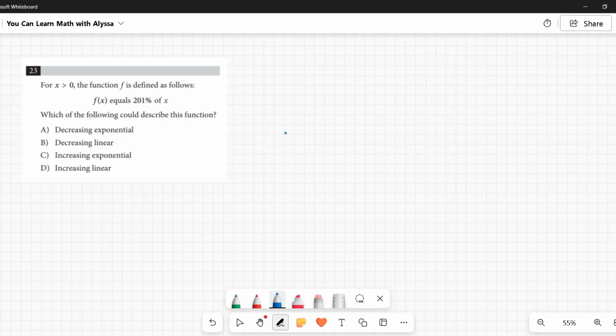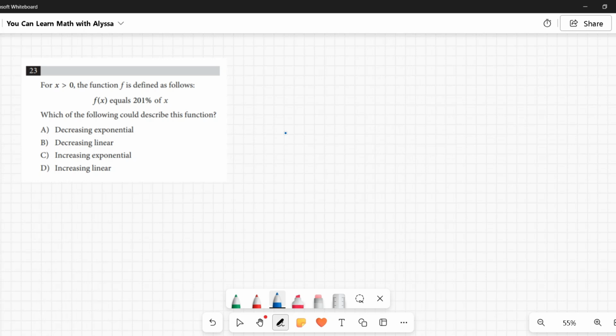Number 23. For x greater than 0, the function f is defined as follows: f of x equals 201% of x. Which of the following would describe this function? Decreasing exponential, decreasing linear, increasing exponential, and increasing linear. They love this, and it's always these same 4 choices.